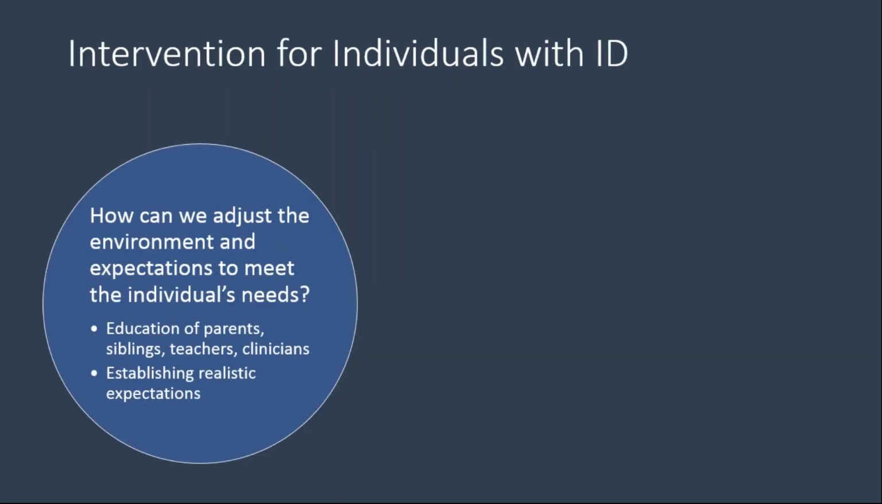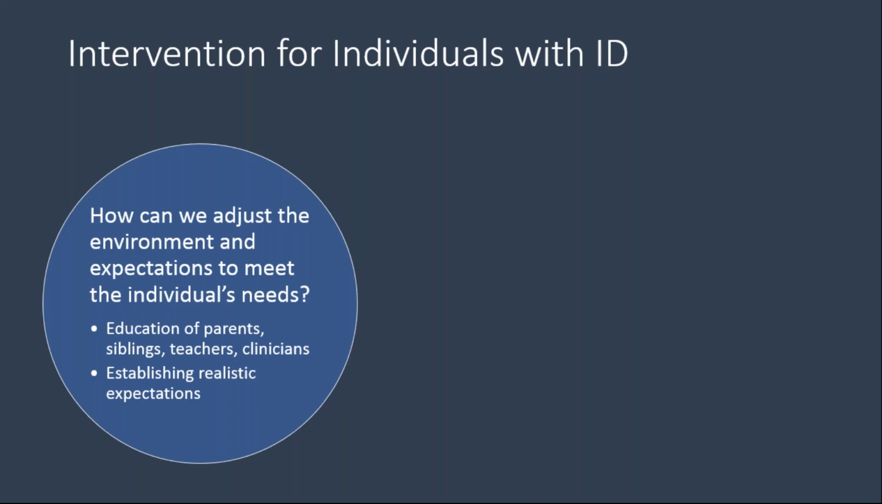So what does intervention for individuals with an intellectual disability look like? The first thing that we always want to think about is how can we adjust the environment and the expectations to meet the needs of that individual with an intellectual disability. So a lot of times this includes educating parents, siblings, teachers, or clinicians that are working with that individual to really understand what is an appropriate expectation, or think about how can we change our environment that we're creating for this individual so that they can be as successful as we want them to be.